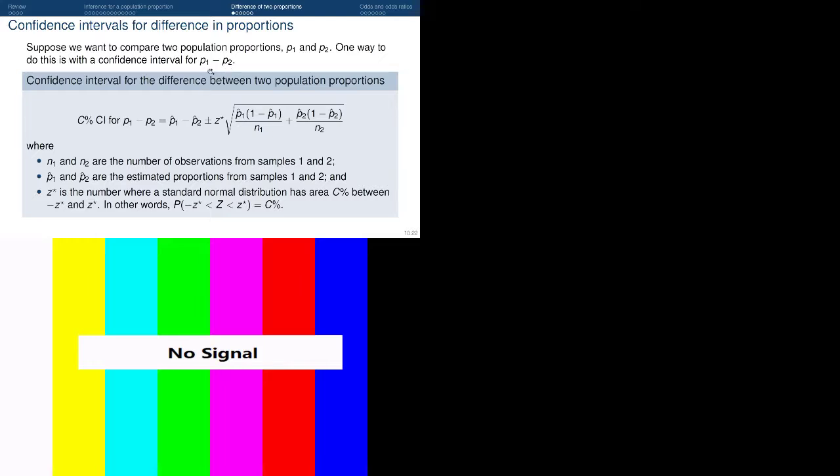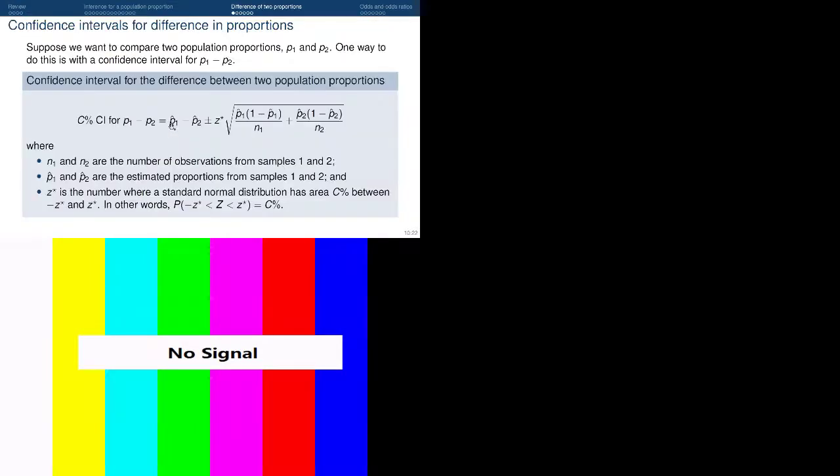All right, if P1 equals P2, then we would expect that P1 minus P2 should equal 0. So we can look at the difference in the proportions, and this confidence interval is basically the same setup as all the confidence intervals we've seen. It's a confidence interval for the difference in the proportions.